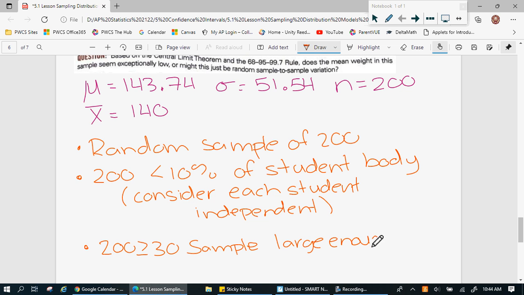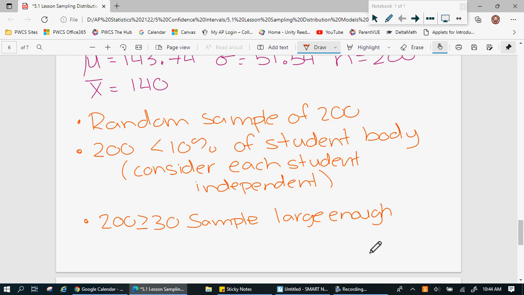And what that tells us is that a normal model is appropriate. That means that if we were to keep sampling 200 females and getting their mean weight, we would get a distribution of sample means that's approximately normal. But we want to save ourselves the time and just say, yep, that's big enough. This would work.